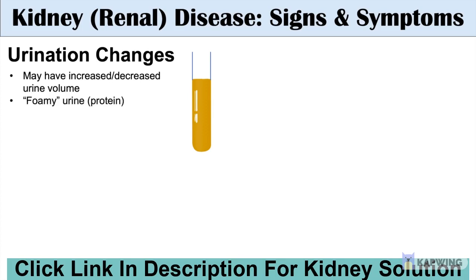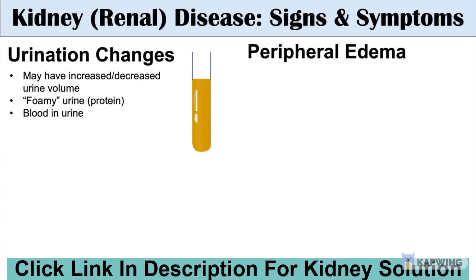Some other disease states of the kidney can lead to foamy urine. This means there may be protein in your urine. And in some cases, there may also be blood in the urine, so hematuria. The next sign that we're going to talk about here is peripheral edema.